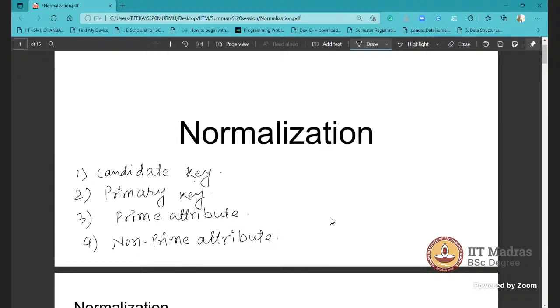Anyone would like to tell what is the candidate key, what is primary key, and what is prime attribute and non-prime attribute? Anyone would like to explain about this term? Minimal super key is candidate key, and one of the candidate keys is selected as primary key. Okay. And what is prime attribute?